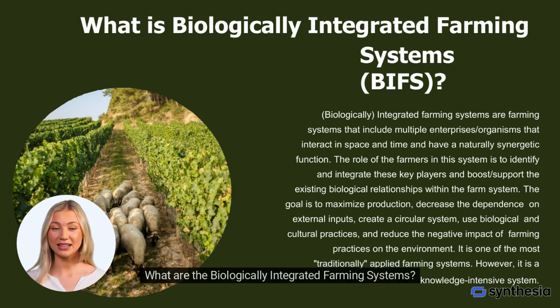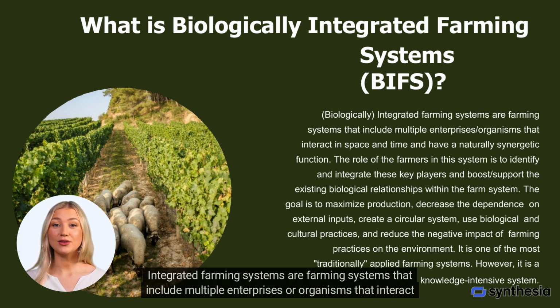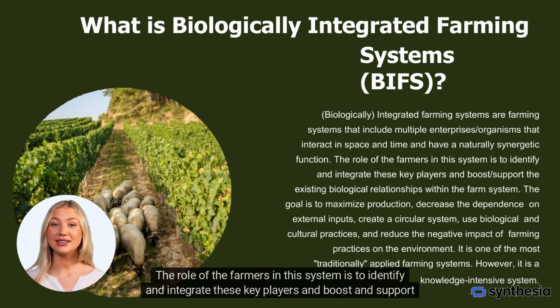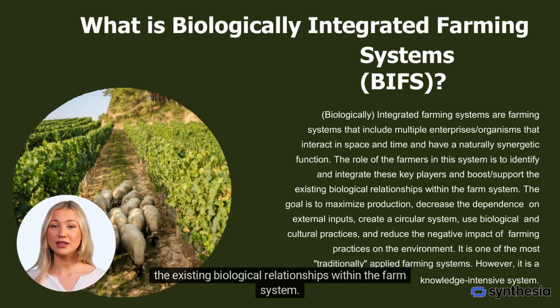What are the biologically integrated farming systems? Integrated farming systems are farming systems that include multiple enterprises or organisms that interact in space and time and have a naturally synergetic function. The role of the farmers in this system is to identify and integrate these key players and boost and support the existing biological relationships within the farm system.